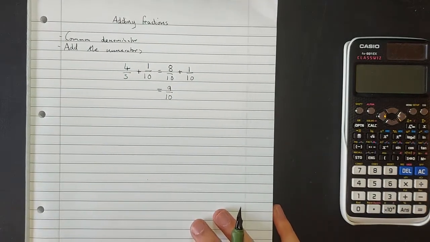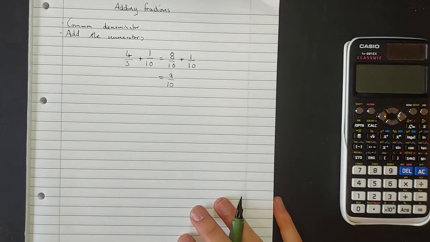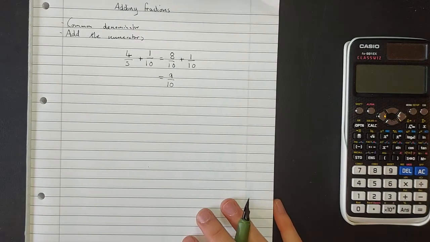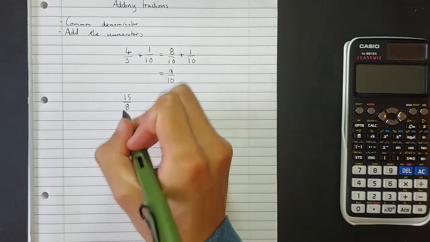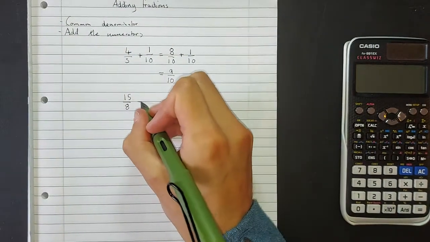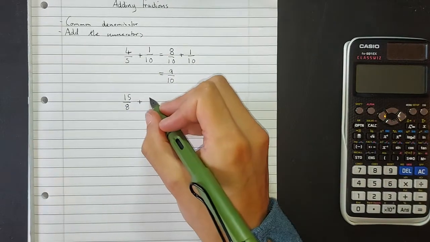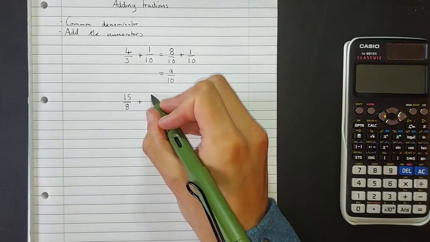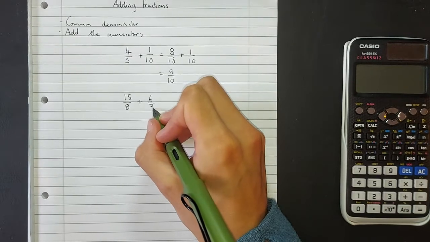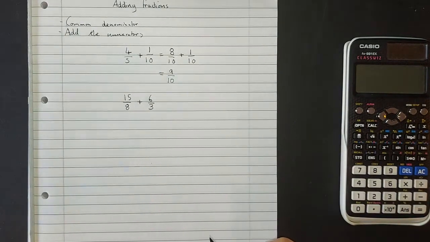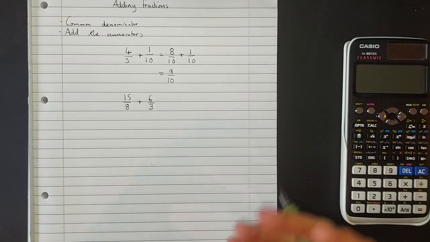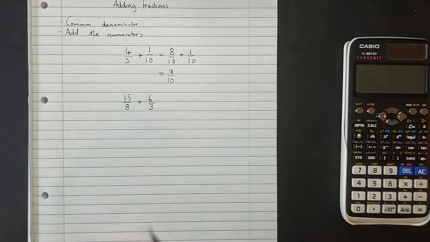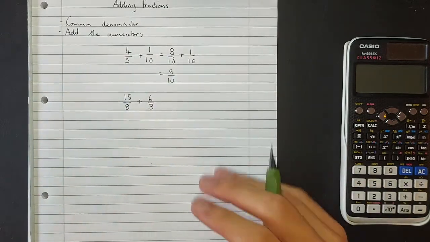Right, let's have a look at another question. We're going to have 15/8 plus 6/3. Okay, we're going to leave this as a fraction. If you turn it into whole numbers, it could become a slightly easier problem. But then you'd have to worry about manipulating into improper and not proper, and improper and mixed numbers, and we're not going to do that yet.